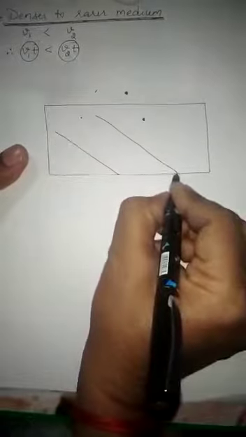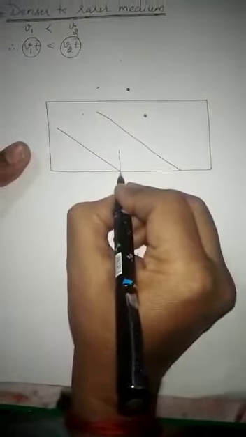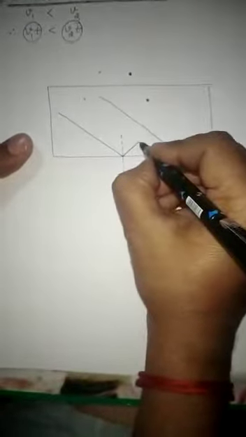Let me draw a denser medium in this way, and suppose two parallel rays are incident on this surface interface, and here if we draw the perpendicular, the incident wavefront is this way. This is a plane wavefront, the incident wavefront.